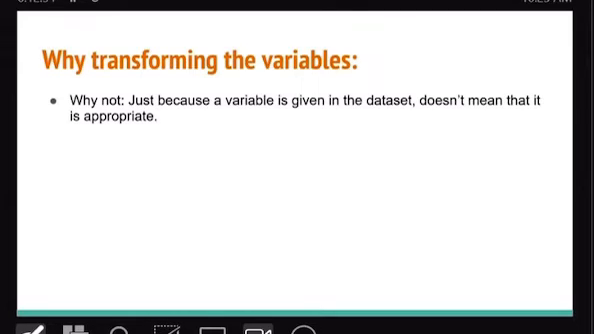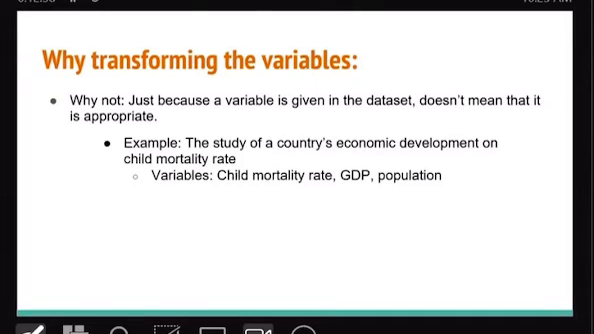That's what we're trying to talk about. Now, another thing is, and I'm going to give you an example of this. When studying a country's economic development and child mortality rates, what are the variables that I want to use? Child mortality rate, the GDP and population. Now the question is, how am I going to specify this in my model? I actually want to study a country's economic development on child mortality rate.